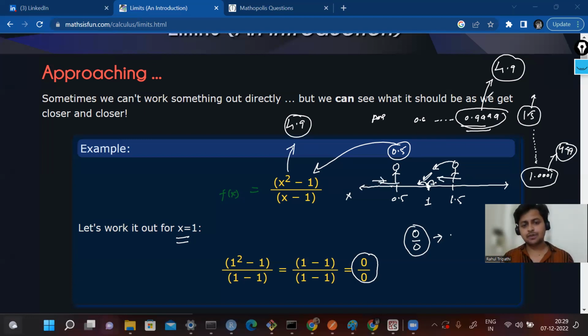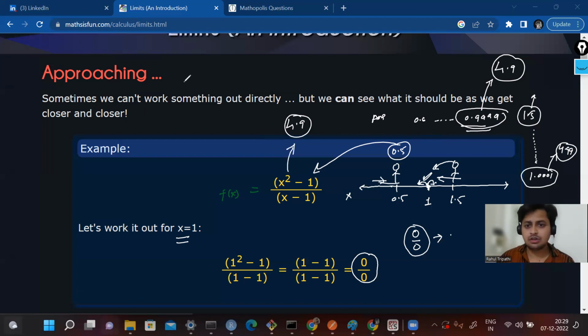If you're not able to solve the function at that particular point x equal to 1, then instead of taking exactly 1, we test the behavior of the function, going closer and closer to that point. Instead of taking 1 directly, we go closest to this point 1.